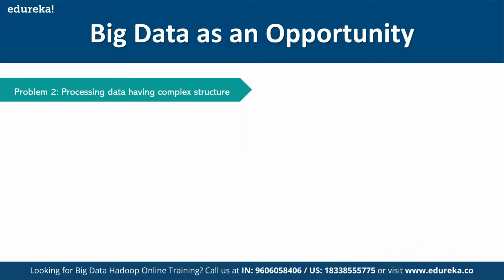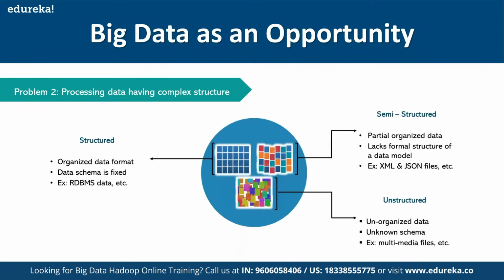The second problem is processing data having complex structure. This is the one we were talking about, the variety. When the data is of different variety, we saw that it was unstructured, structured, and semi-structured. When the data has a complex structure, processing the data is very difficult. So what is it?